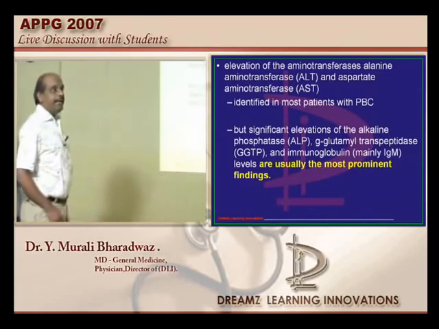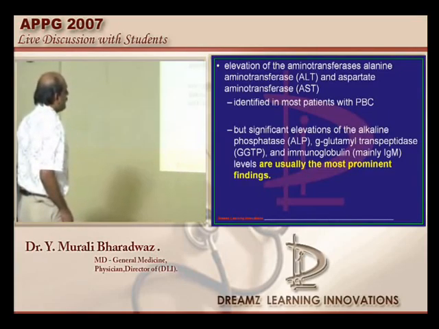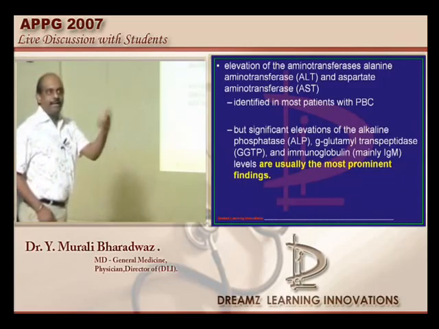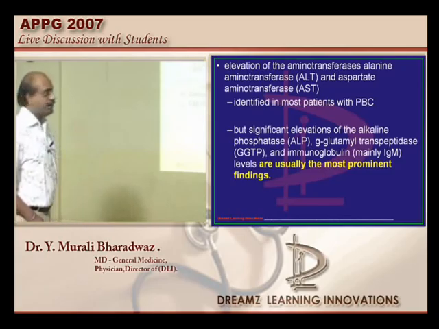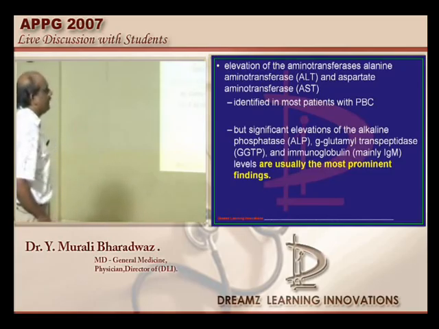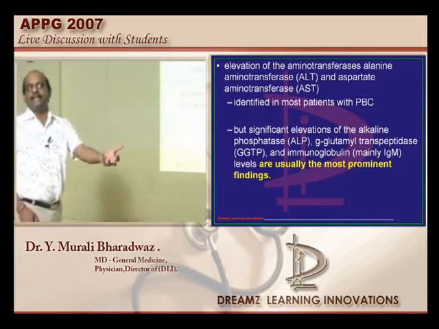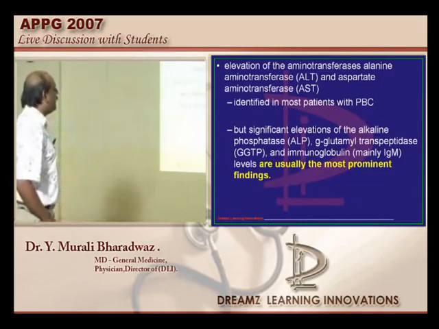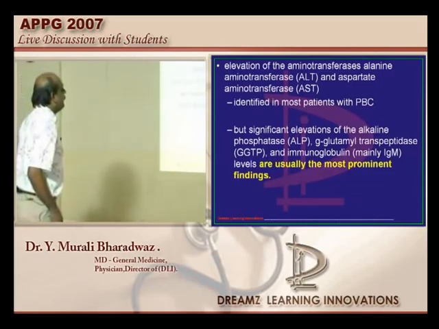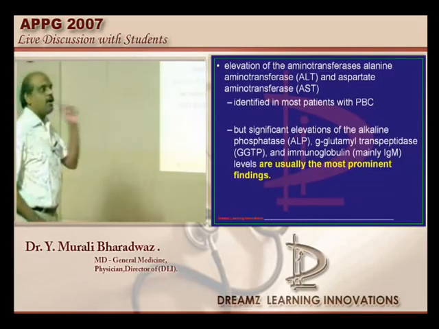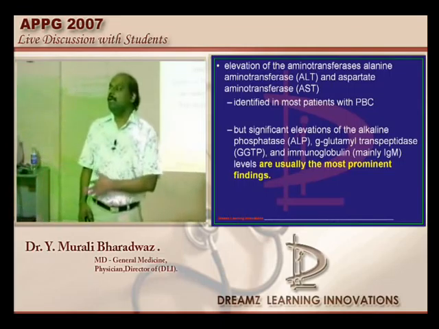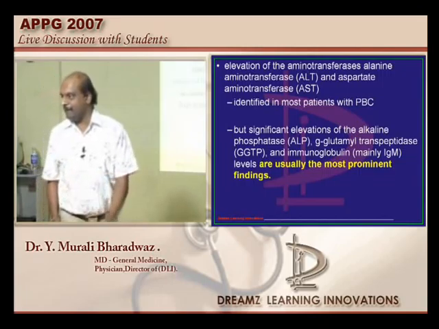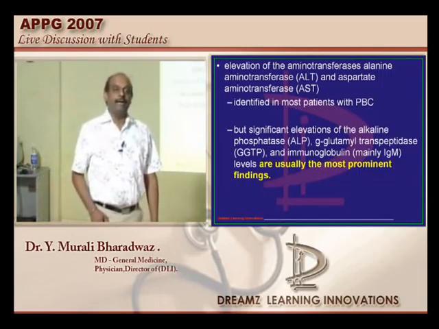So what we need to remember is that the aminotransferases are elevated in most cases of primary biliary cirrhosis, and a significant elevation of alkaline phosphatase will be there. Only when the cirrhotic stage is reached in primary biliary cirrhosis does the bilirubin become elevated. If the bilirubin is elevated, it is an ominous sign of disease progression and an indication that liver transplantation needs to be done for that patient.